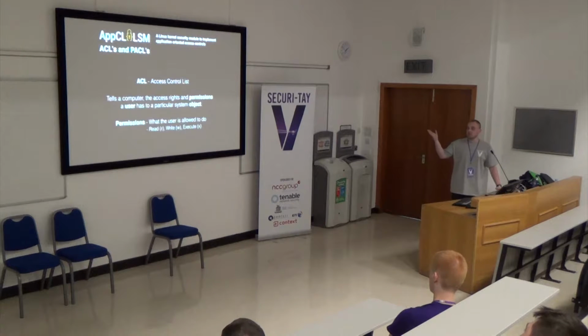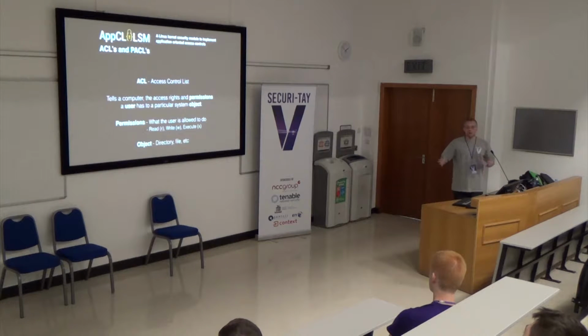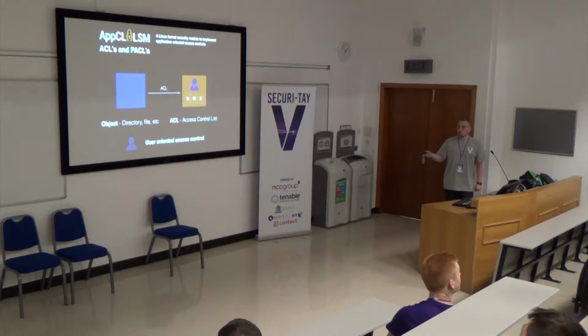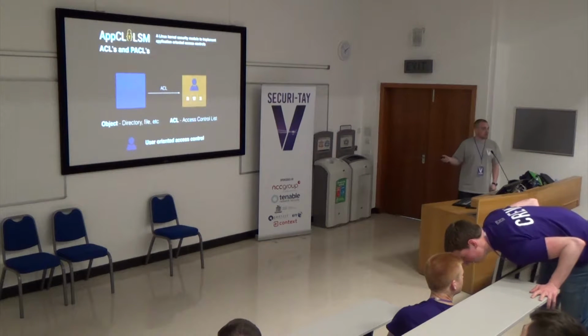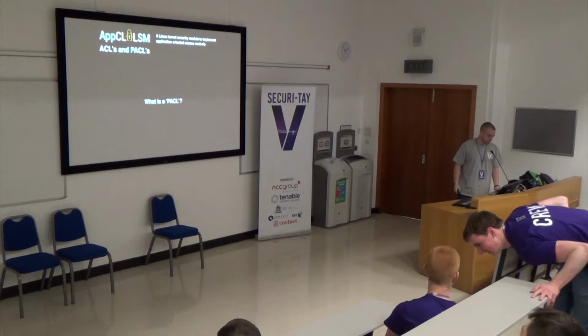So the permissions are what the user is allowed to do. Specifically in access control lists, we're looking mainly at read, write and execute permissions. An object, directory, file, something like that. So when we're looking at it, our access control list tells a computer what that user is able to do to that file. If we look at it graphically here, we've got a file over here, directory, symlink, hardlink, anything like that. And it can have an ACL attached to it with the user and the read, write, execute permissions on there. This is what we call user-oriented access controls because it's defined by the user themselves.